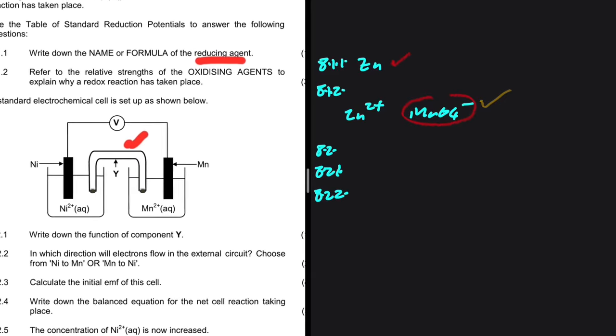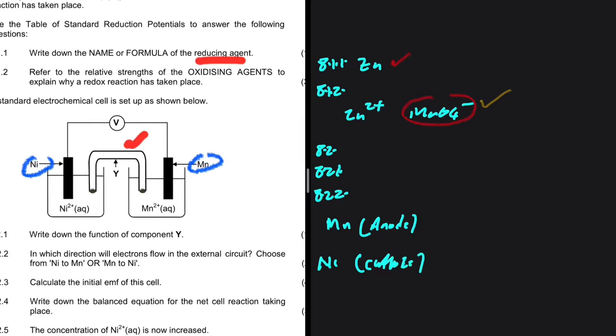8.2.2, in which direction will electrons flow in the external circuit? Choose from Ni to Mn, Mn to Ni. It means that now we need to determine whether Ni or Mn is the anode or the cathode. We have to go back to our table of reduction potentials. Mn is a stronger reducing agent. So this is where oxidation takes place, and we know that oxidation takes place at the anode. On the other hand, Ni will be our cathode.